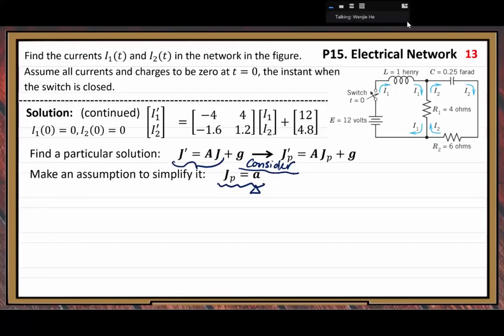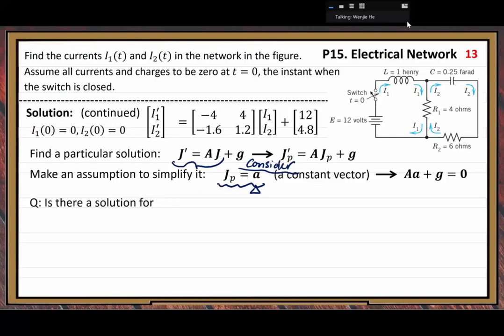It becomes A times little a vector plus g equals 0. It's an algebraic linear system. So now let's plug in the constant vector: we get capital A matrix times little a vector plus g vector equals 0. Capital A is known, given. Little g is known, given. We need to solve for little a vector. That is very simple. So let's find this solution.